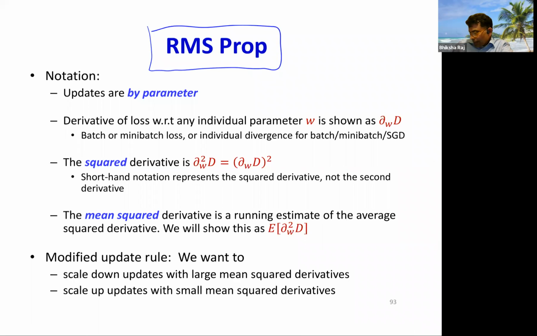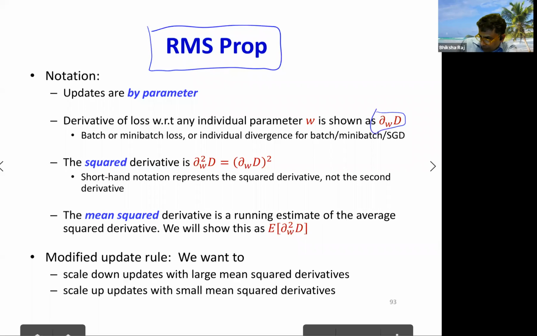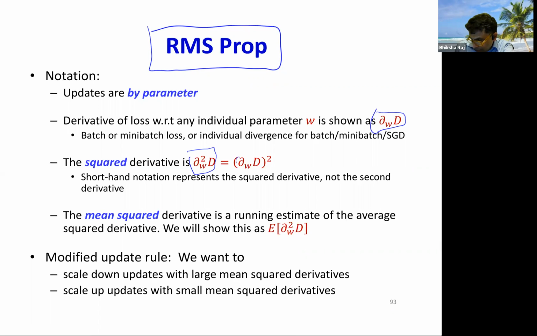This is very popular. It's a simple technique that uses second moment based scaling. To explain it, I'm going to use the following notation. This is simply the derivative of the divergence with respect to W. When I write d squared dou squared W, this is not the second derivative, it's the square of the derivative. And when I want the mean squared derivative, I'm going to just write it as an expectation. This is just simplified notation, right?